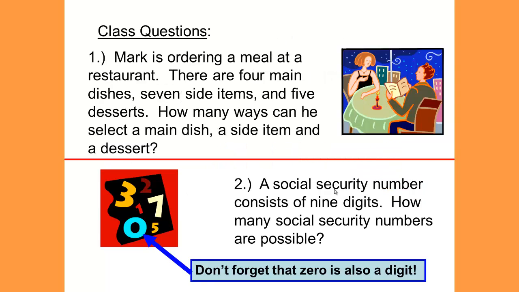It's time for you to try a couple. And please don't forget in number 2 that 0 is also considered a digit.